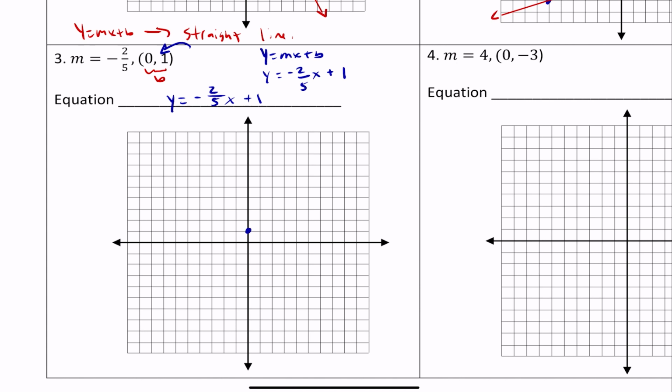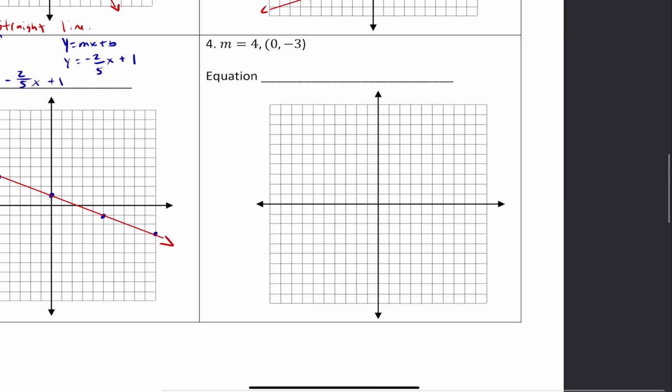I start at (0, 1). It's right here. And since this is a negative slope, because there's a negative sign in front of my slope, I'm just going to go down 2, right 5, right? So down 2, 1, 2, 3, 4, 5. Do the opposite. So I'm going to go up 2, left 5. So up 2. 1, 2, 3, 4, 5. I'm pretty content with these points. And then these arrows represent that they are extending forever. Okay?